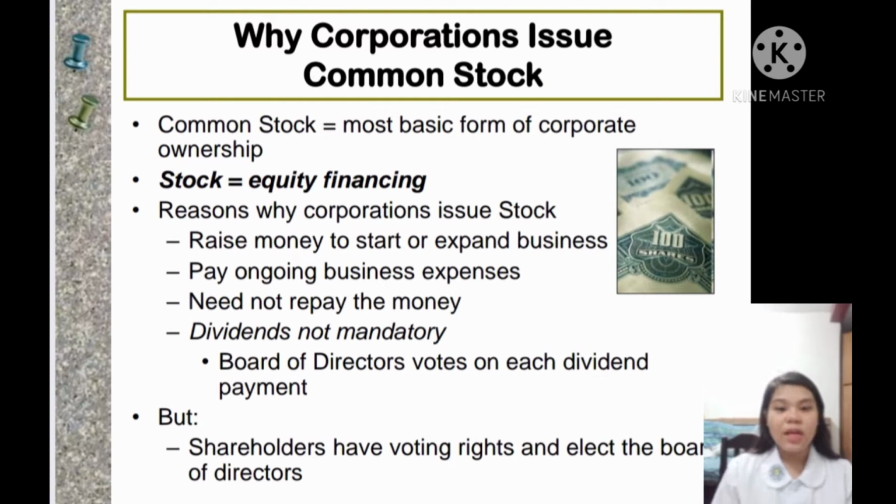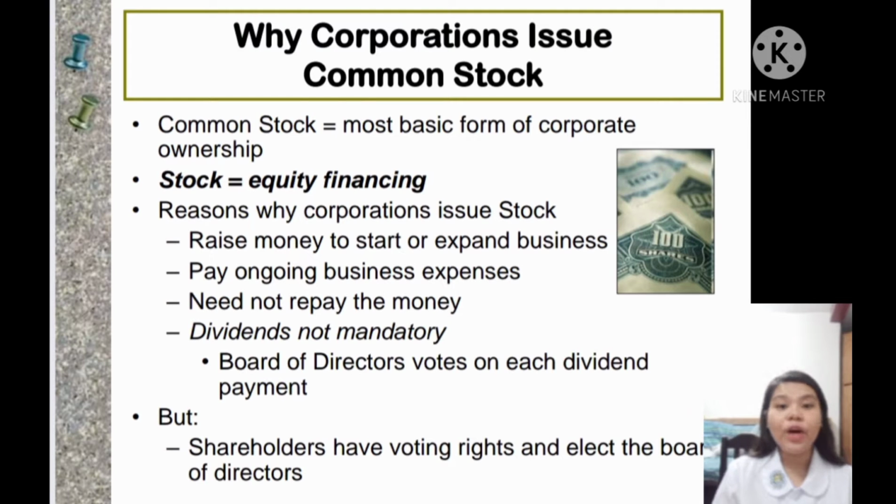So, back to the question, why do corporations issue common stock? Simply because it helps them raise money to start and expand business. The money that the investors invest will be used for the development of new products, investment in new equipment, increasing inventory, and many more. So, a corporation may issue stock by selling a percentage of profit in the company.